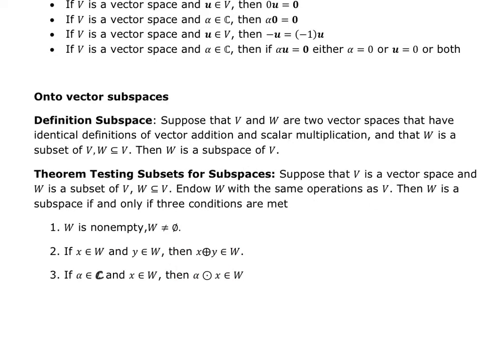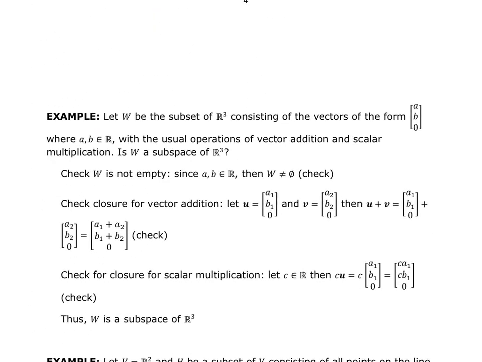So let's go through some examples. Let's take a look at my first example. W is a subset of R3. That means I have vectors that have 3 entries, and those entries are real. W consists of vectors of the form (a, b, 0), where a and b are elements of the real numbers, with the usual operations of vector addition and scalar multiplication.